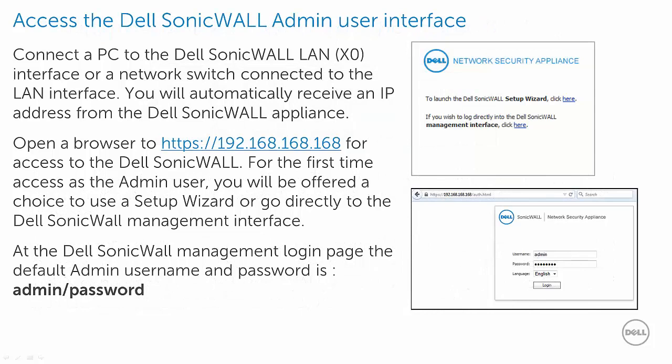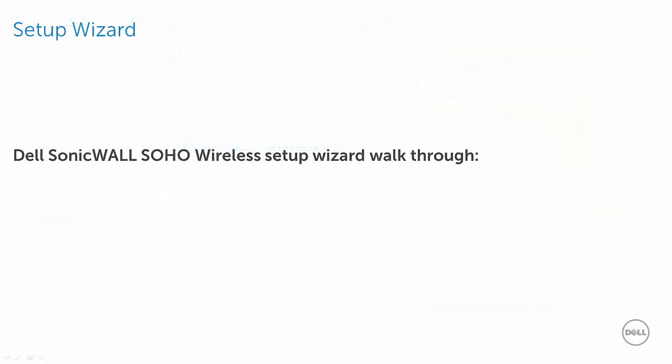To access the Dell SonicWall admin user interface, connect a PC to the LAN interface. There you will receive an IP address from the Dell SonicWall appliance. To access the Dell SonicWall, open a secure browser to the address 192.168.168.168. Now let's take a walk through the Dell SonicWall setup wizard.